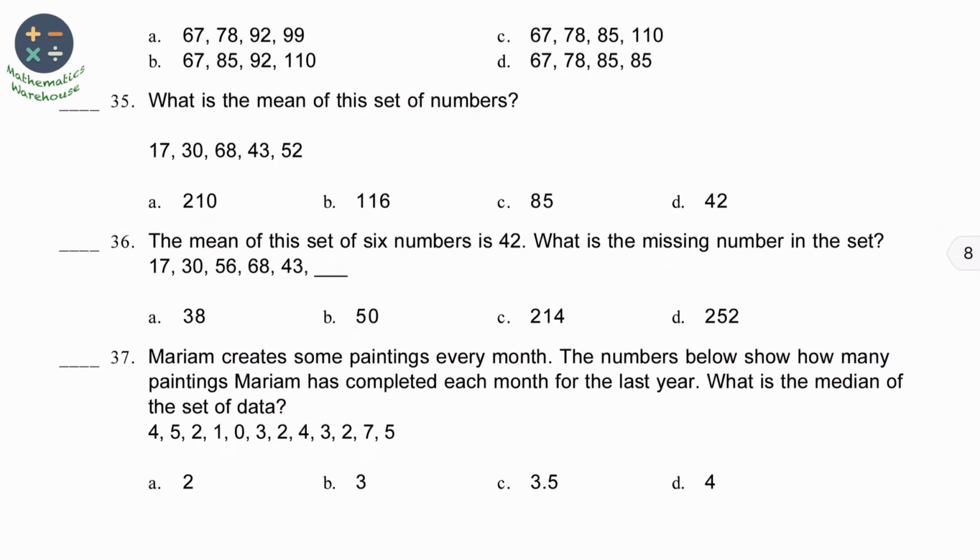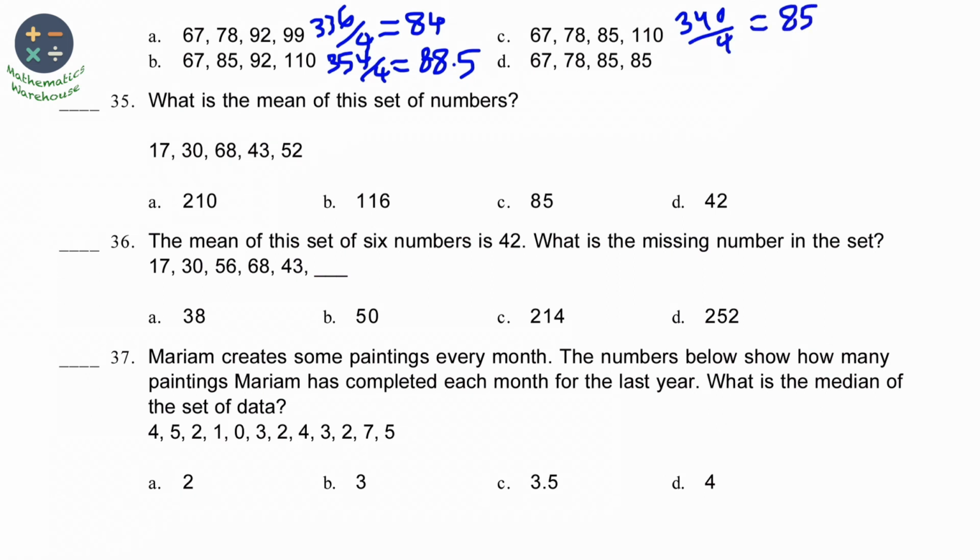Next question. The mean of a set of numbers is 85. Which numbers could make up the set? We have to calculate the mean of each set that we have. The first one, we have to add them and divide by 4. So total of them will be 336 divided by 4 equals 84. Second one, we have to add them all and divide them by 4. So it would be 354 divided by 4, which is 88.5. Next, we have 340 divided by 4, total of them.